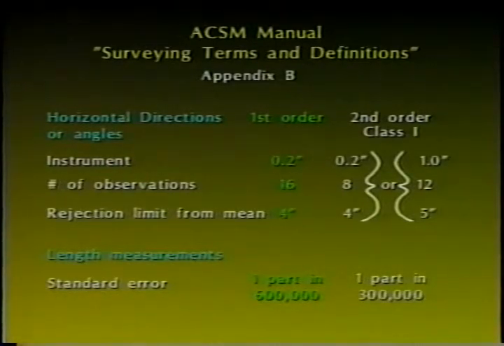In the example, we can see that if you want to achieve first-order accuracy, you must follow the specified procedure and use an instrument that is able to redirect to 0.2 of a second. You must turn 16 sets of horizontal angles. Also, the standards specify a rejection limit of 4 seconds. This means that no one set of angles can exceed 4 seconds of angular deviation from the mean of the angles for the set. The Manual of Surveying Terms and Definitions, published by the American Congress of Surveying and Mapping, is an excellent reference for the student and practicing surveyor and should be viewed as an essential reference.